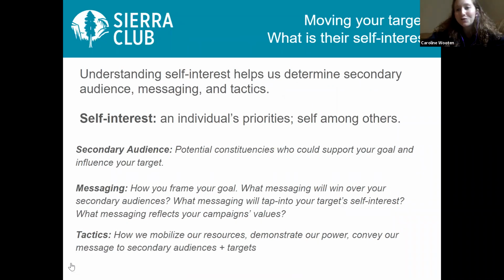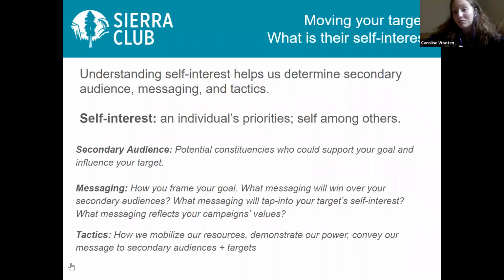So when you have your target, you want to think about how to move them, how to get them from, you know, either opposition to neutral or neutral to pro. And self-interest is a really important part of this. Self-interest is an individual's priorities, kind of when you think of self among others. So there's selfishness, there's selflessness, and self-interest is kind of in the middle, where it's like, what do you care about? What impacts you? What values do you hold so deeply that you would probably risk or sacrifice a lot for them?